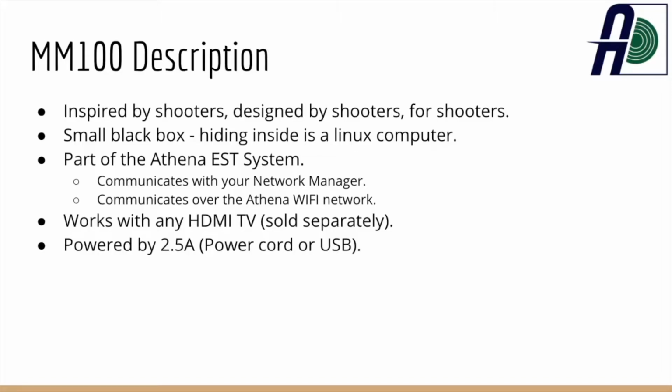So when you get the MM100, you have to make sure that it's set up to communicate with your Wi-Fi network. And it will work with any HDMI TV. The TV is sold separately. And it's powered by a 2.5 amp power supply using micro USB. And there's two different ways that you can power it. Either using a standard wall socket power cord or through a USB port. And we provided this second option, the USB port, because a lot of modern TVs will have a 2.5 amp power supply USB port on them. Certainly the TVs that we sell here at Orion have that option. So when you're setting it up, it's just one less power socket extension cord that you have to worry about.